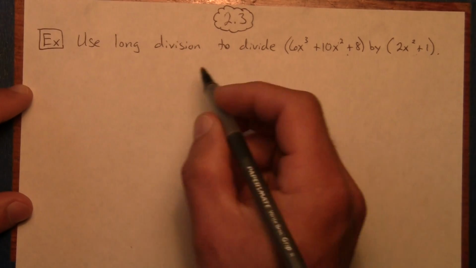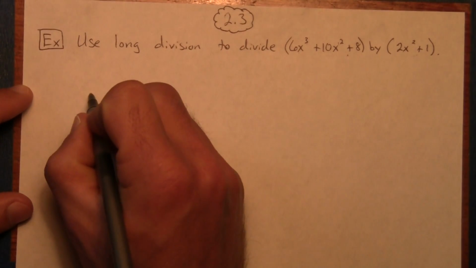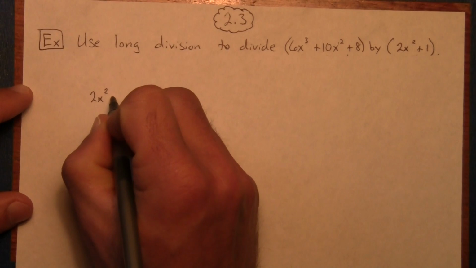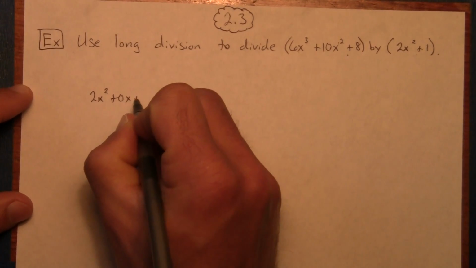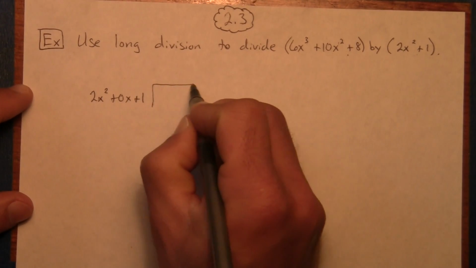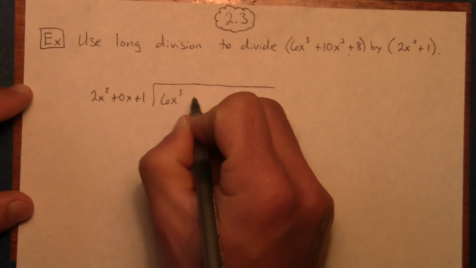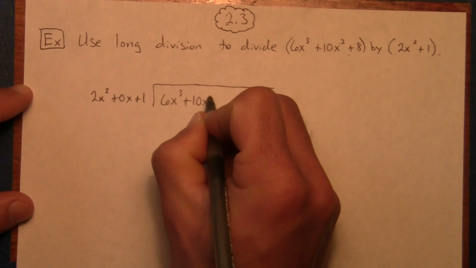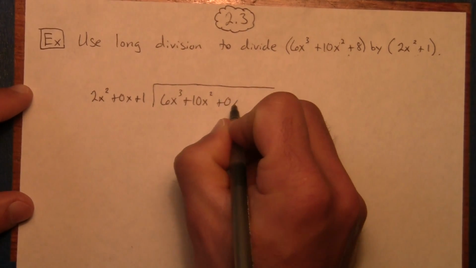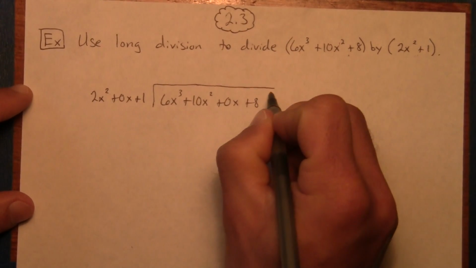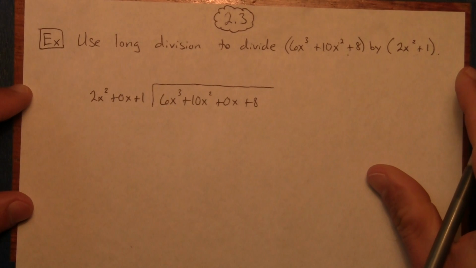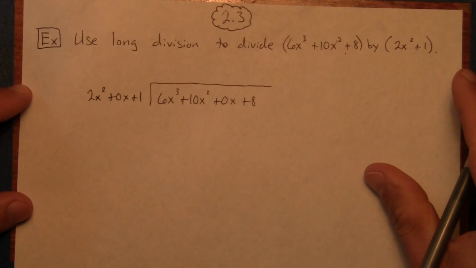Alright, so to divide by, let's go ahead and write this out. It's going to be 2x squared plus 0x, again doing this for spacing, plus 1. And then I'm going to write 6x to the third plus 10x squared plus 0x plus 8. Now I've got everything set up and I can go ahead and do my division.